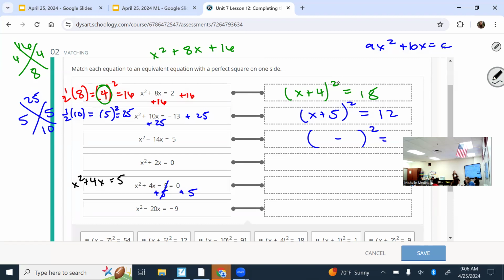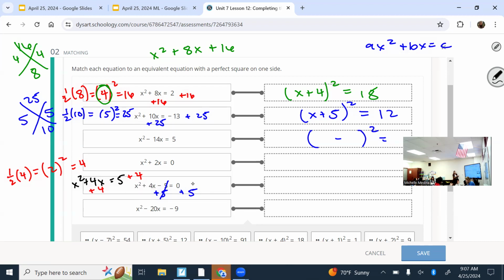And then you can continue on with the rest of the steps, where you take half of b. So what's b in this situation? Just the 4, so just the number. And what's half of 4? 2. And then we're gonna square it. What's 2 squared? 4. This is the number we have to add to both sides, or let me put it over here so it's not confusing, to make it a perfect square trinomial on one side.